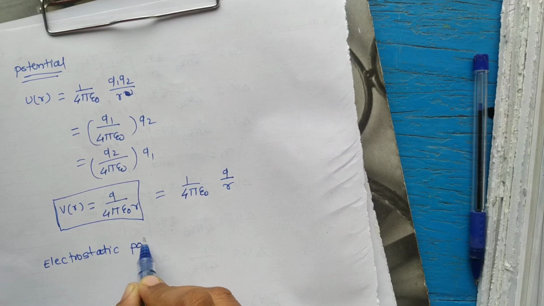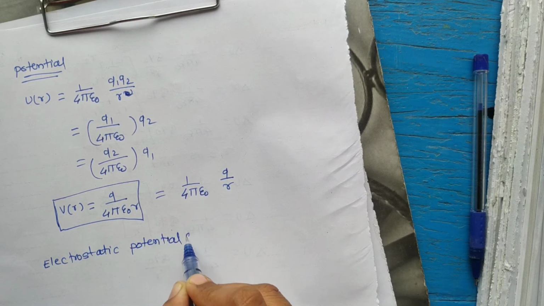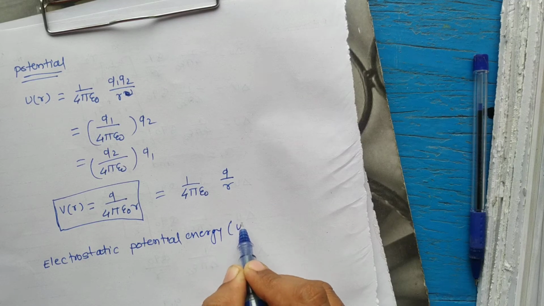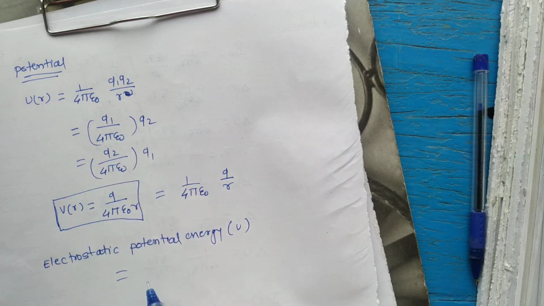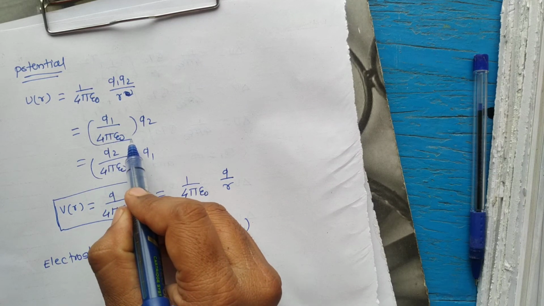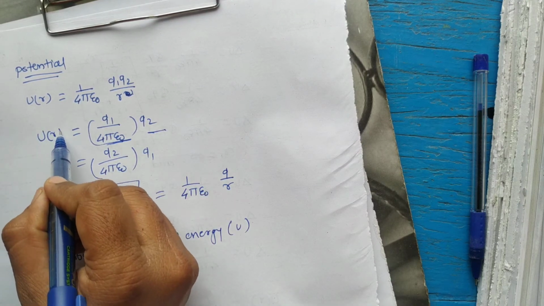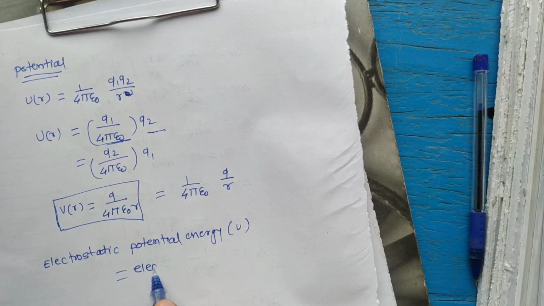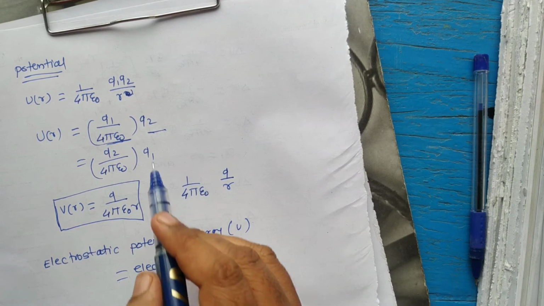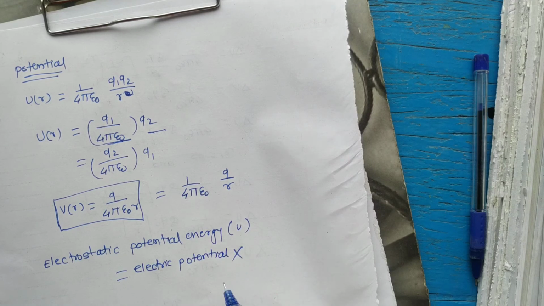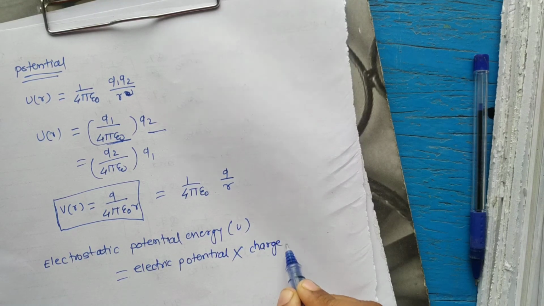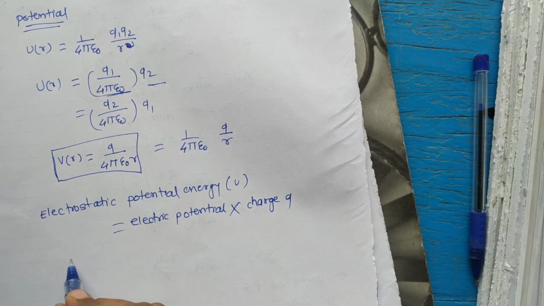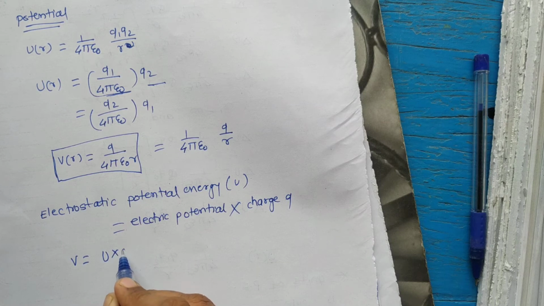Electrostatic potential energy U is equal to, from this equation, the electric potential multiplied by the charges q2 or q1, that is, potential multiplied by charge q. So the electrostatic potential is V is equal to potential energy divided by charge q.